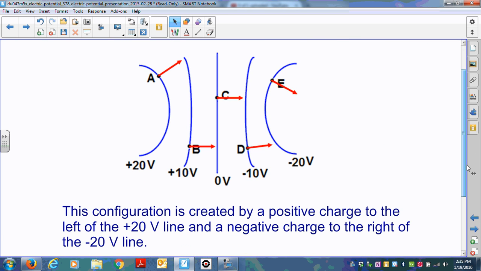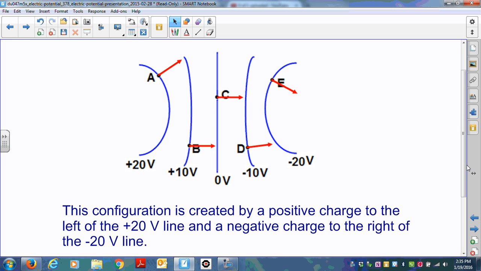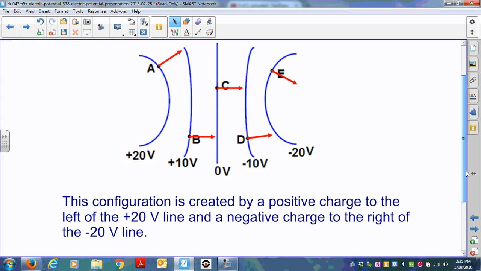So here are equipotential lines. This configuration was created by a positive charge to the left of the 20-volt line and a negative charge on the right of the negative 20-volt line. So this configuration that we see here was created by a positive and a negative charge. Notice that the red arrows indicate the direction of the electric field, whose lines are drawn perpendicular.